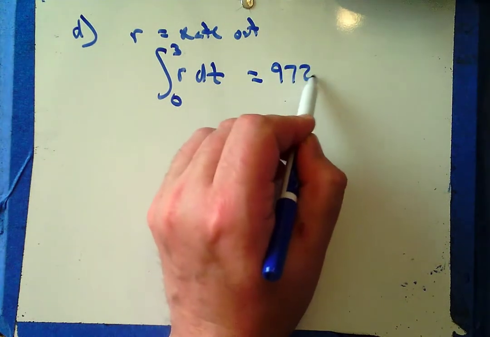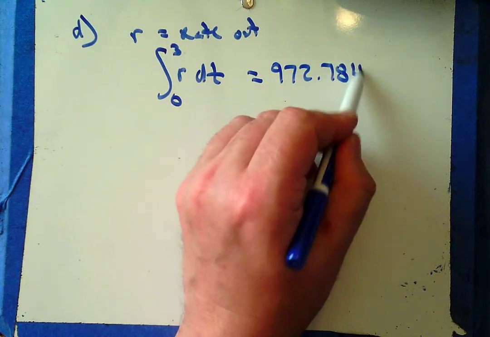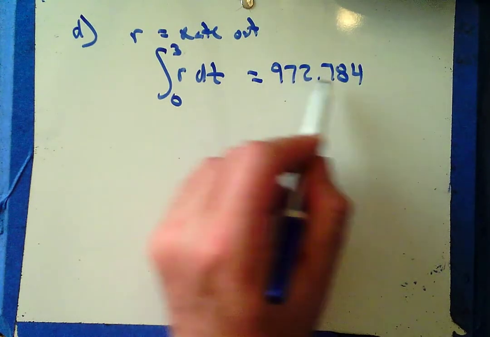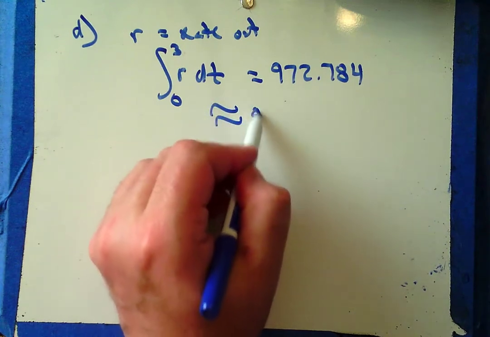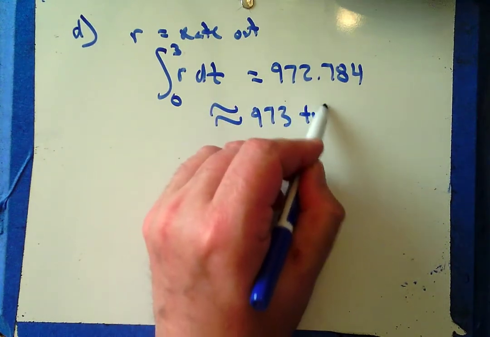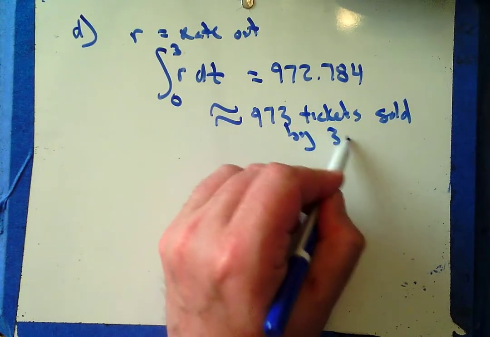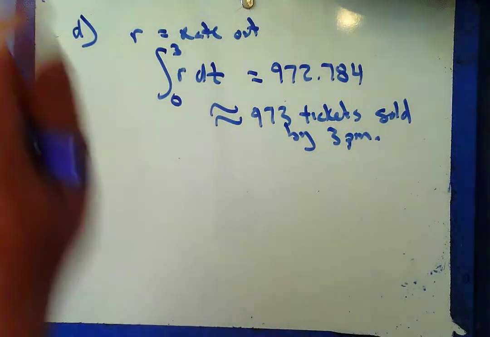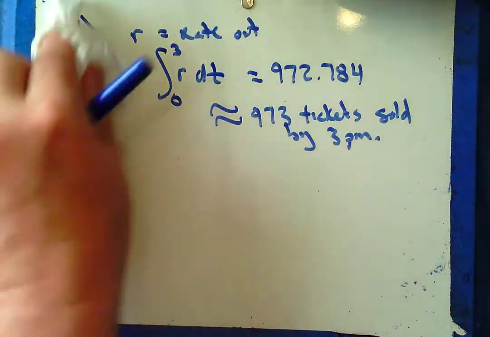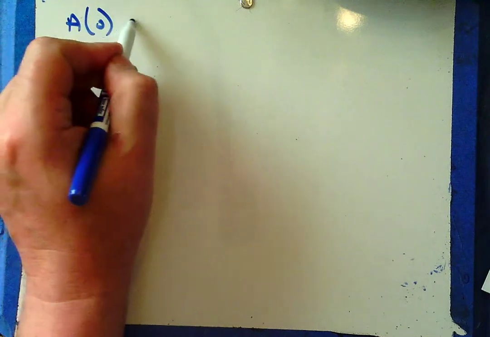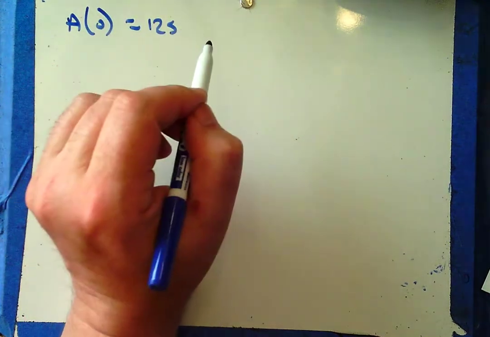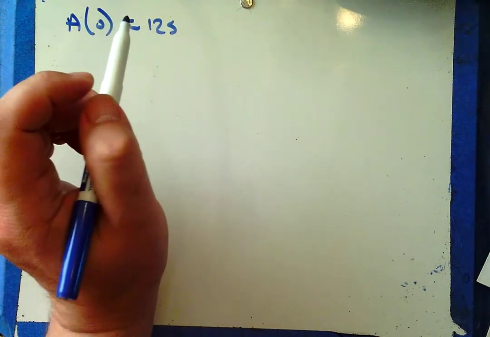And I get 972.784, and we want it to the nearest whole number, and that's approximately 973 tickets sold by 3 p.m. Okay, that's problem number 2. Let's take a look at problem number 3. Here's a traditional rate in, rate out problem. The tank contains an amount, 125 gallons of heating oil at time equal to 0.